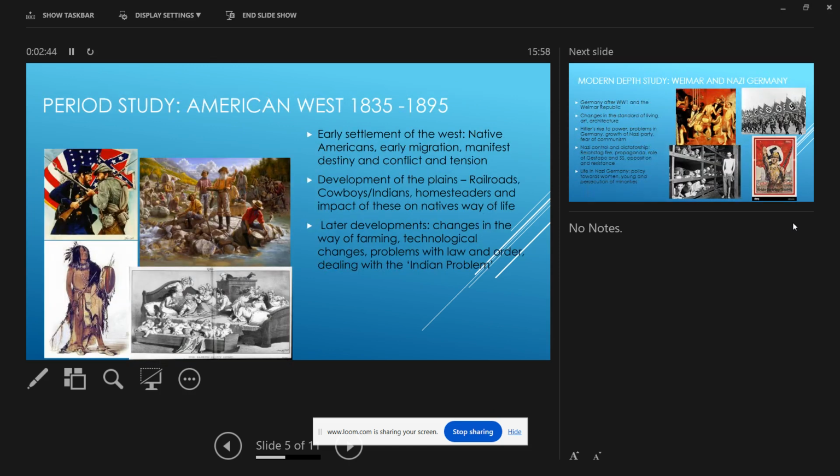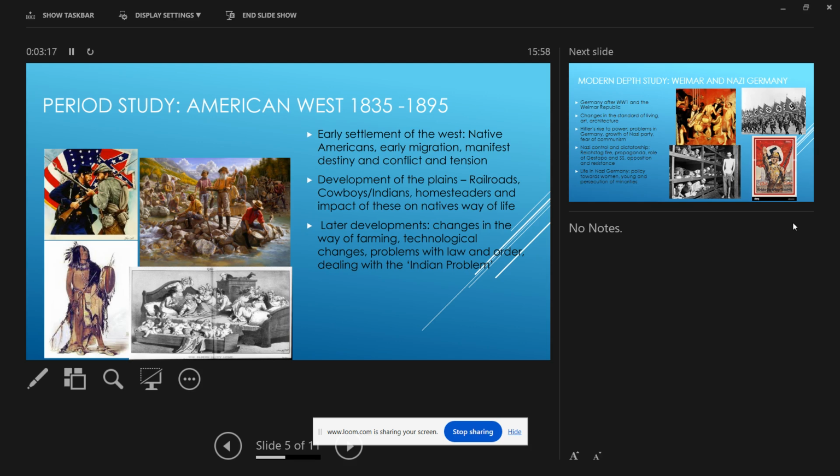Then the next one we do is a period study, which is the American West. And this is looking at the early settlement of the West, so life of your Native Americans, early migration, impact of things like manifest destiny, and then that conflict and tension that arises from these new settlers against the Native Americans. We then look at the development of the plains, so things like the railroads, we look at cowboys and Indians, homesteaders, but then the impact of all of these things coming onto the plains and how that has a huge impact on the natives' way of life.